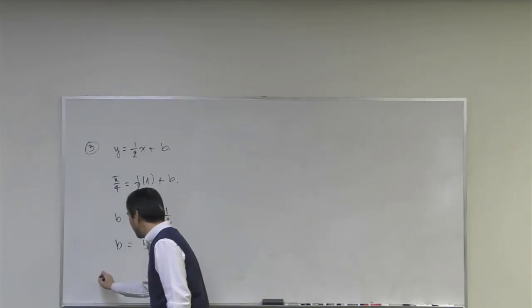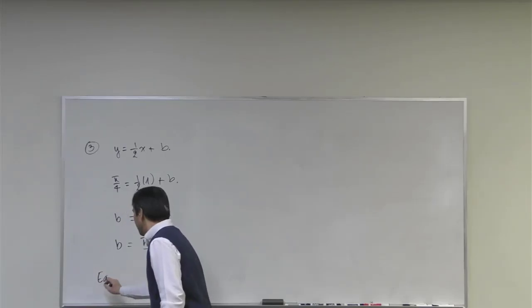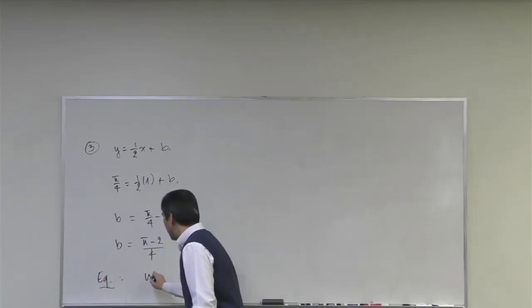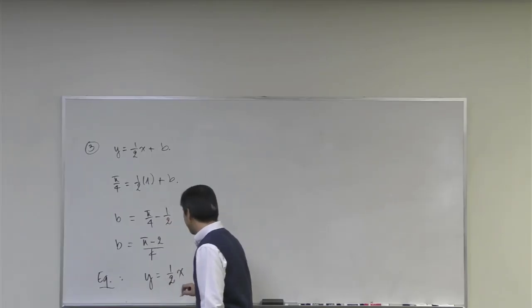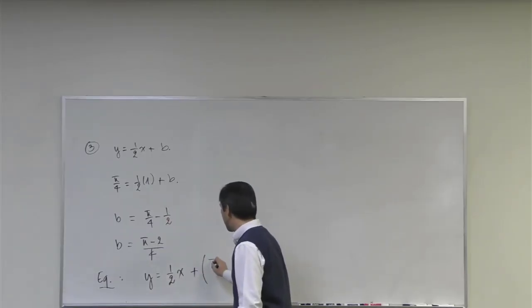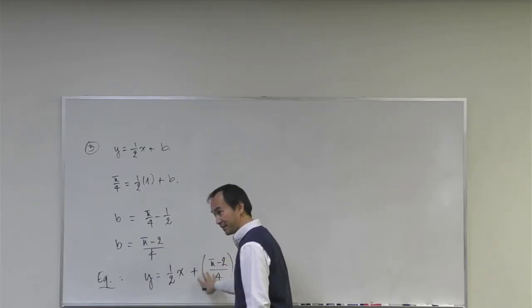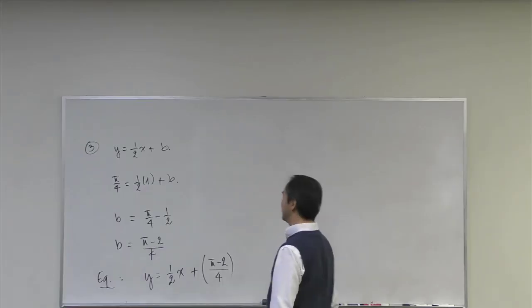So the final complete equation here is going to be y equals 1/2 of the slope, x plus, and you've got the pi minus 2 over 4. That whole ugly thing right there is going to be your y-intercept.